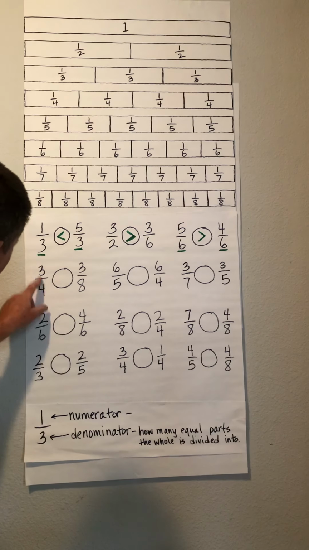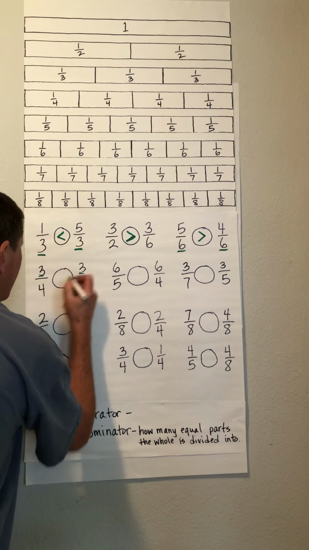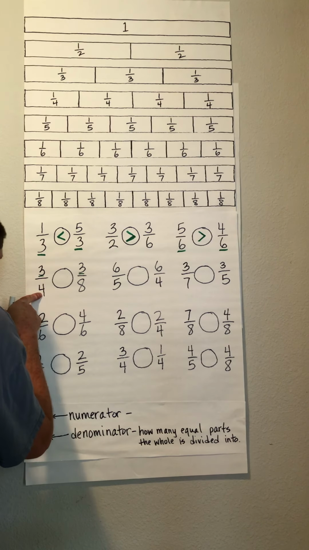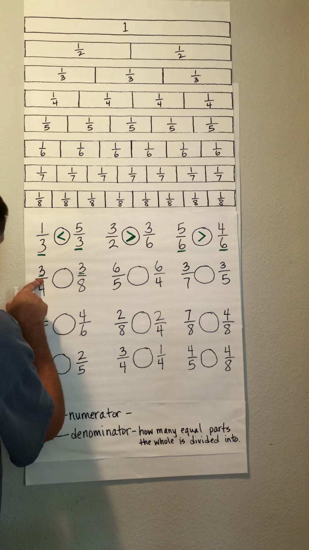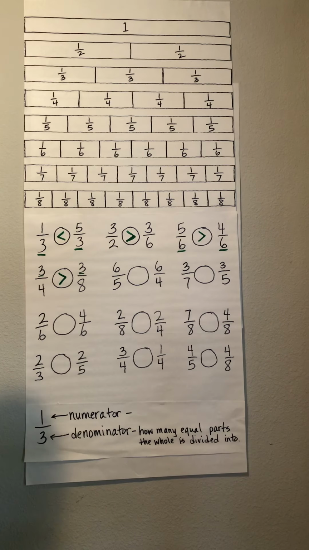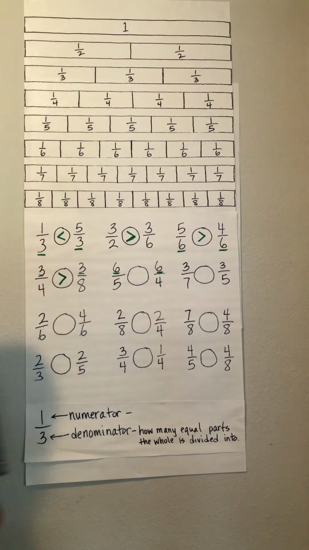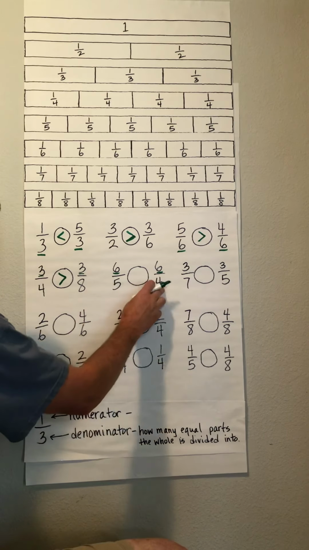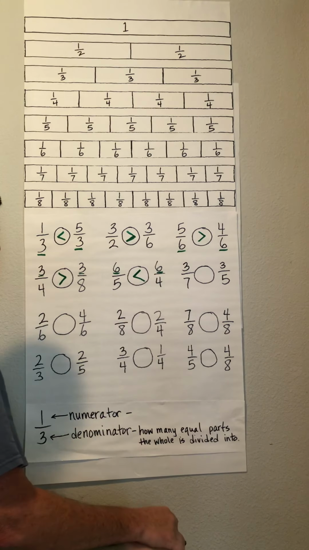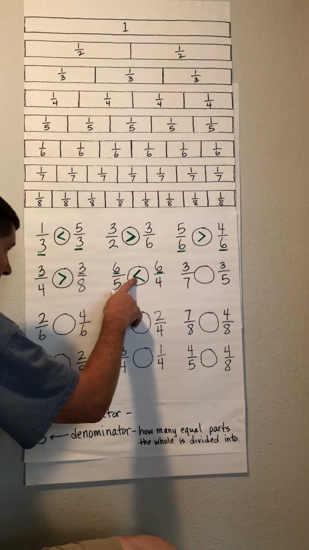All right, so the first problem, 3/4, 3/8. So the numerator is the same. So that means that the fraction with the smaller denominator is greater. So 3/4 is greater than 3/8. Same problem here. The numerator is the same, so we're looking at the denominator, and the denominator with the smaller number is greater. So 6/5 is less than 6/4.